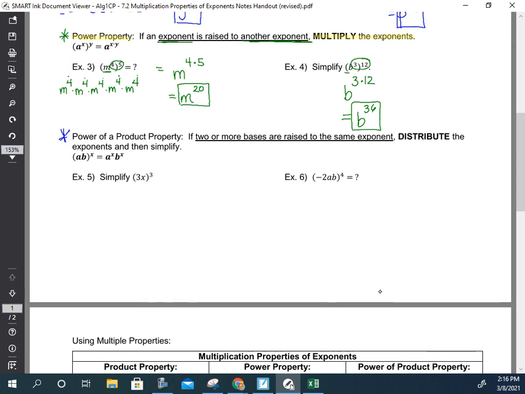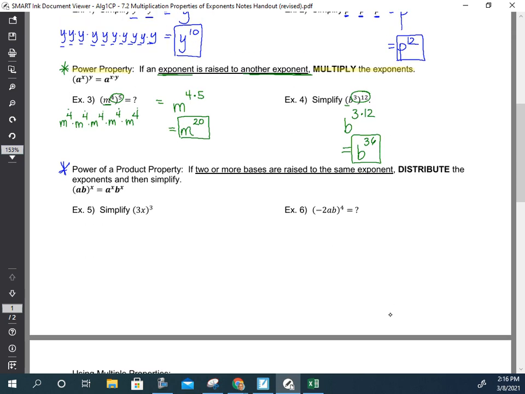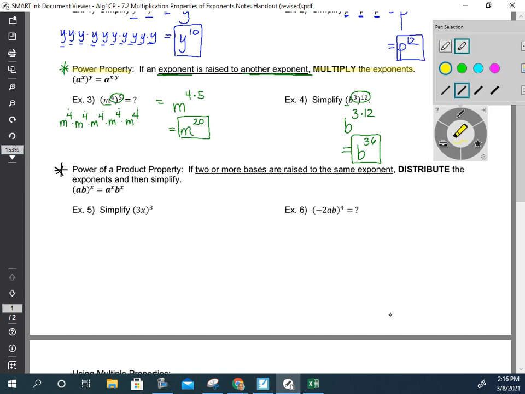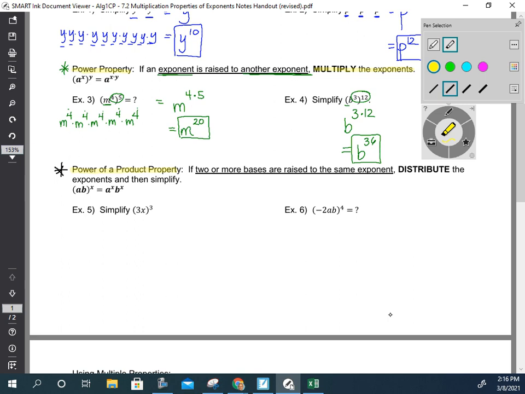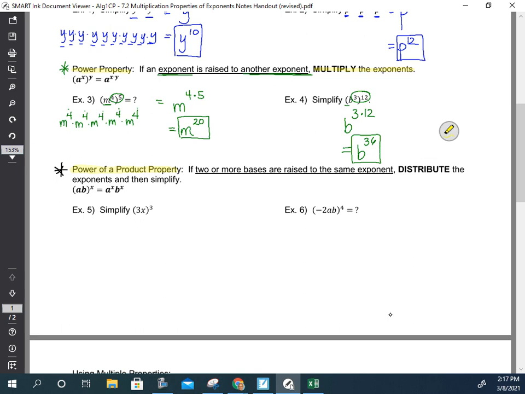So let's do the third property. The third property I'll do in black. Break out my little highlighter here. The power of a product property. So, 2 or more bases raised to the same exponent. You distribute the exponent and then simplify. Distribute the exponent and then simplify.